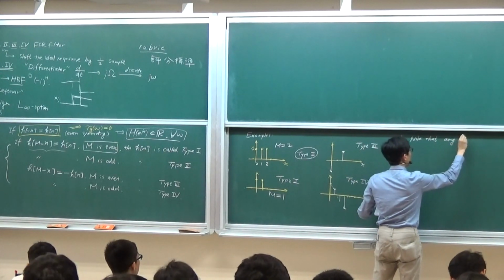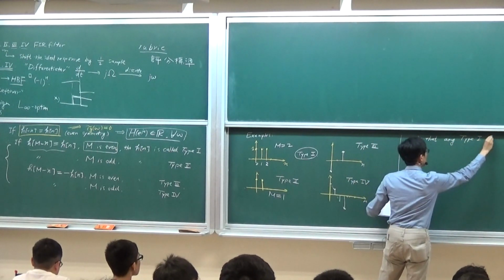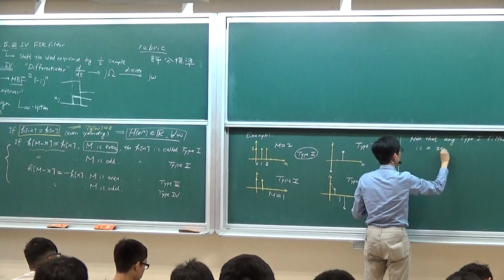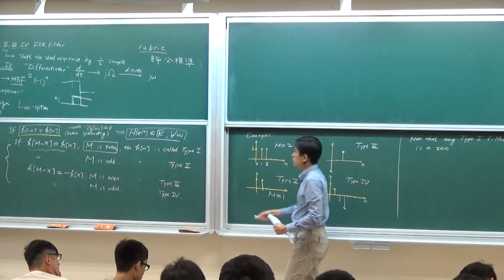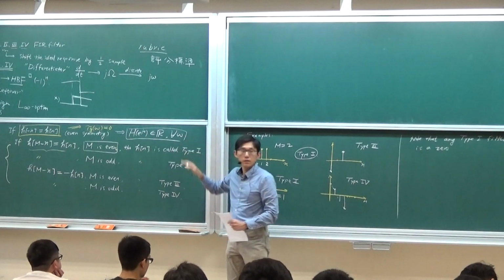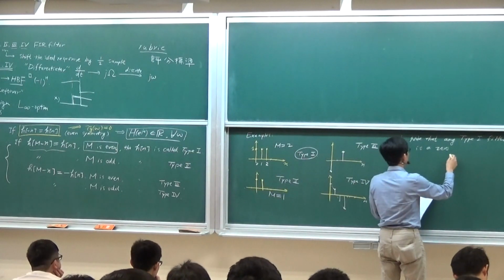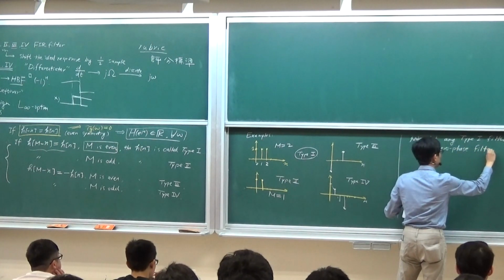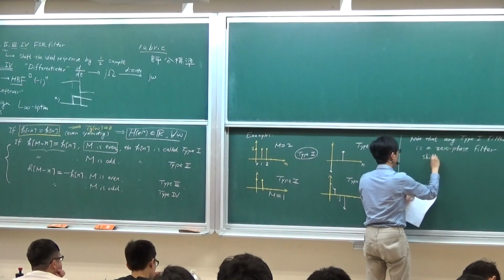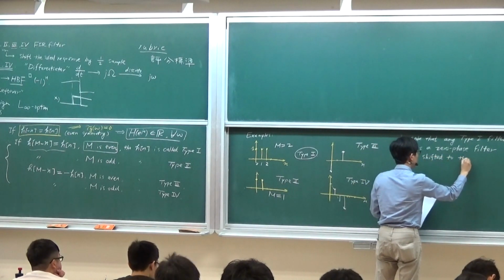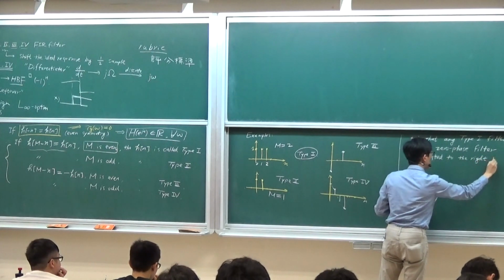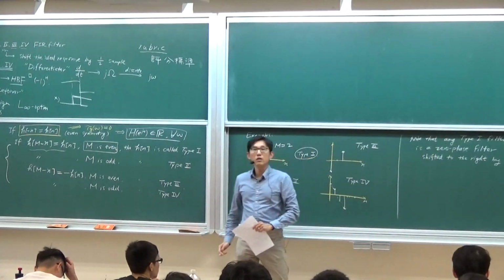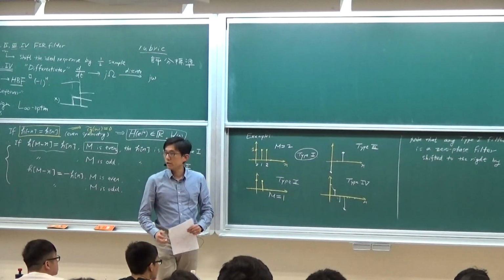Note that any type 1 filter is a zero phase filter, shifted to the right by so many samples. Zero phase is just a fancy name to refer to this kind of function. And here, n divided by 2 is still an integer. Can we agree on that? Because n is even, right?